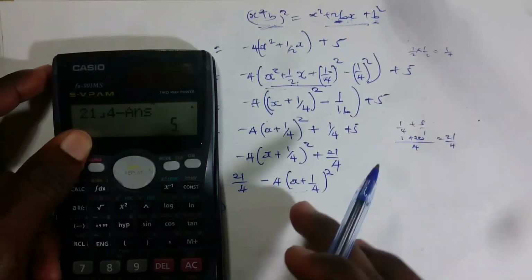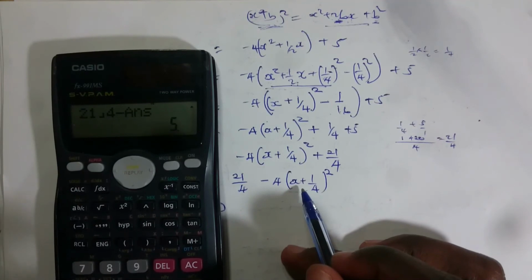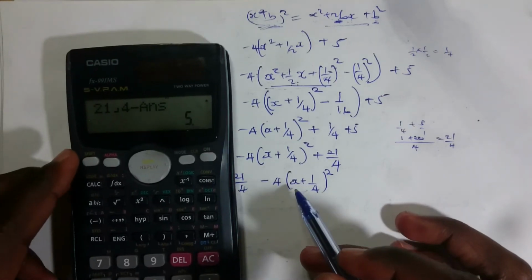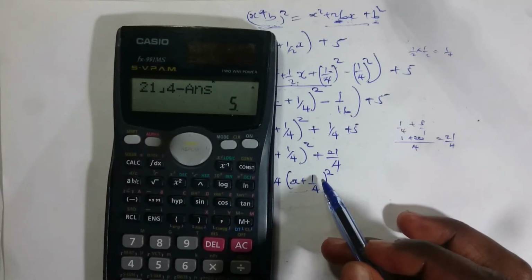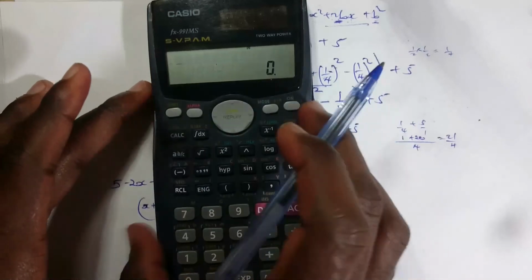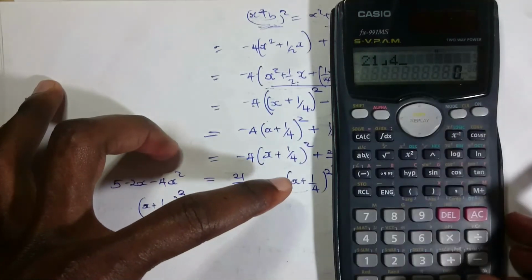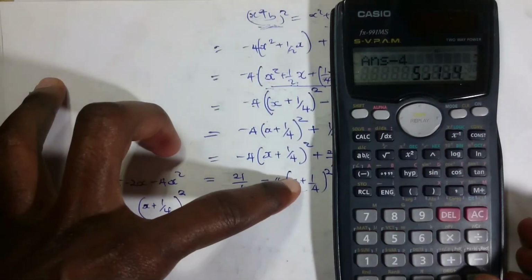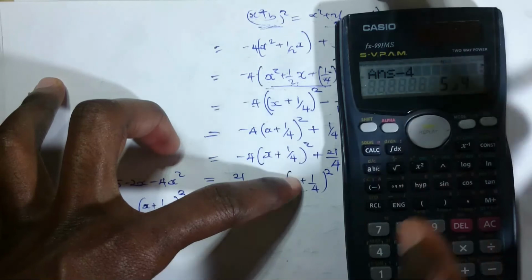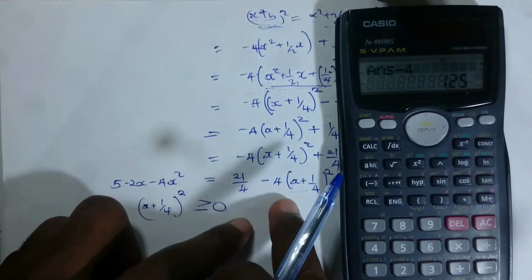If we try x equal to 1 out of 4, we have 1 out of 4 plus 1 out of 4, that's 1 out of 2, and so on. Let me try 3 out of 4 plus 1 out of 4, that's actually 1. 1 squared is 1, times 4 is 4. So we have 21 out of 4 minus 4, which is 5 out of 4, that's 1.25. The other one was 5.